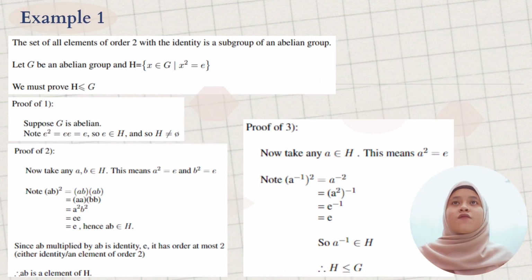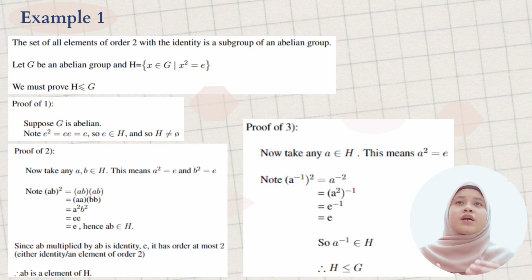Example 1. The set of all elements of order 2 with the identity is a subgroup of an abelian group. Let G be an abelian group and H equal to the set of X in G such that X squared equals E. We must prove that H is a subgroup of G. Proof of 1. Suppose G is abelian. Note that E squared equals E. So E is in H, and so H is not an empty set.